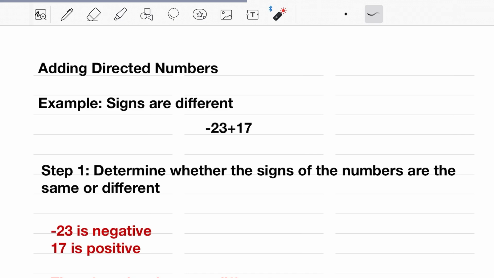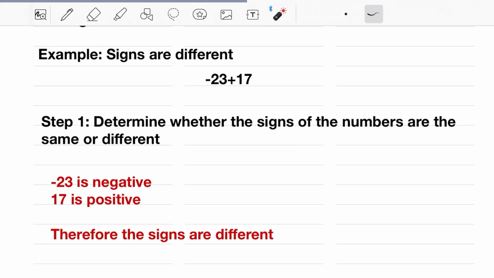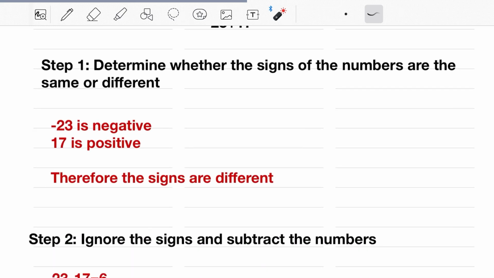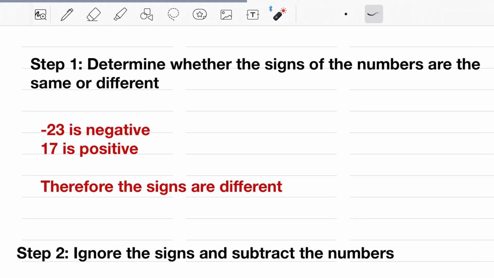In order to figure out what to do, let's look at step 2. When the signs are different, we need to ignore the signs, just like we did before, but instead of adding this time, we will subtract. We'll find the difference. So you pretend these numbers are positive, and then take away the smaller number from the bigger number. In this case, 23 minus 17 is 6. So you really find the difference between those two numbers.